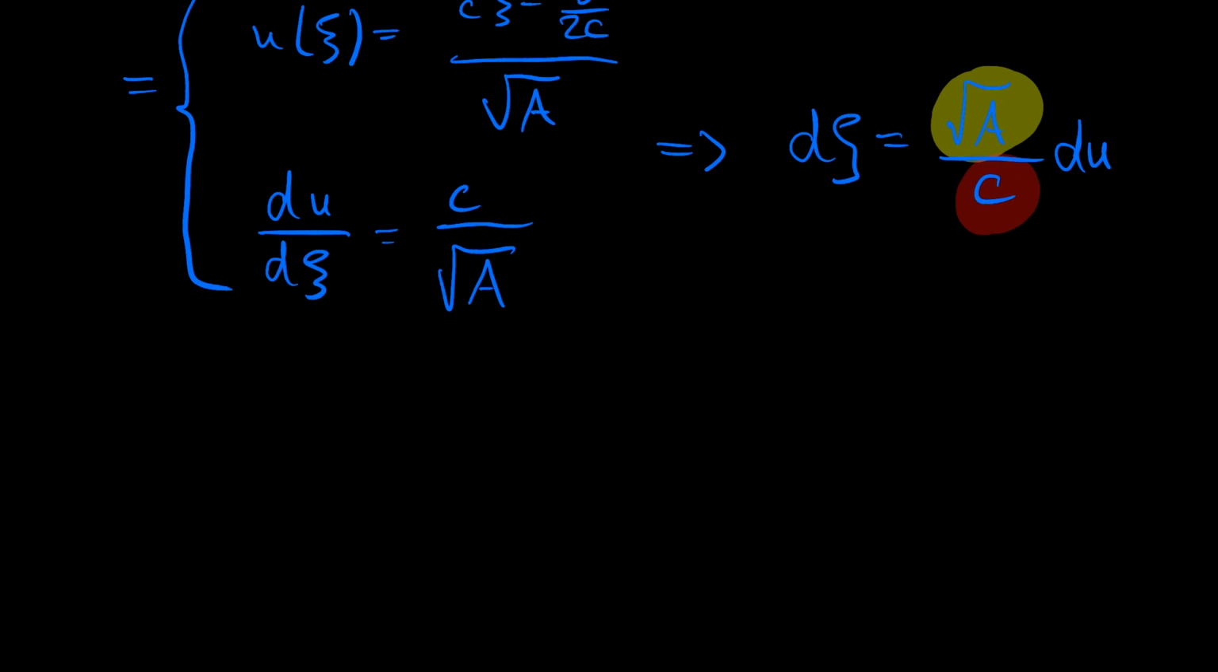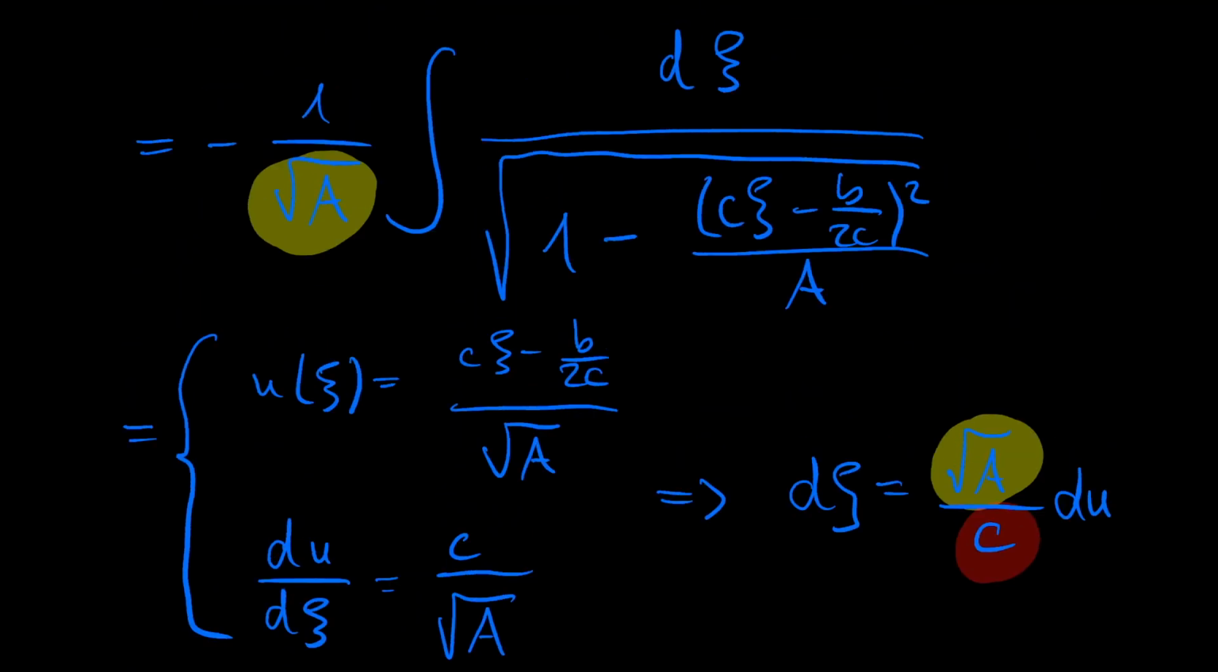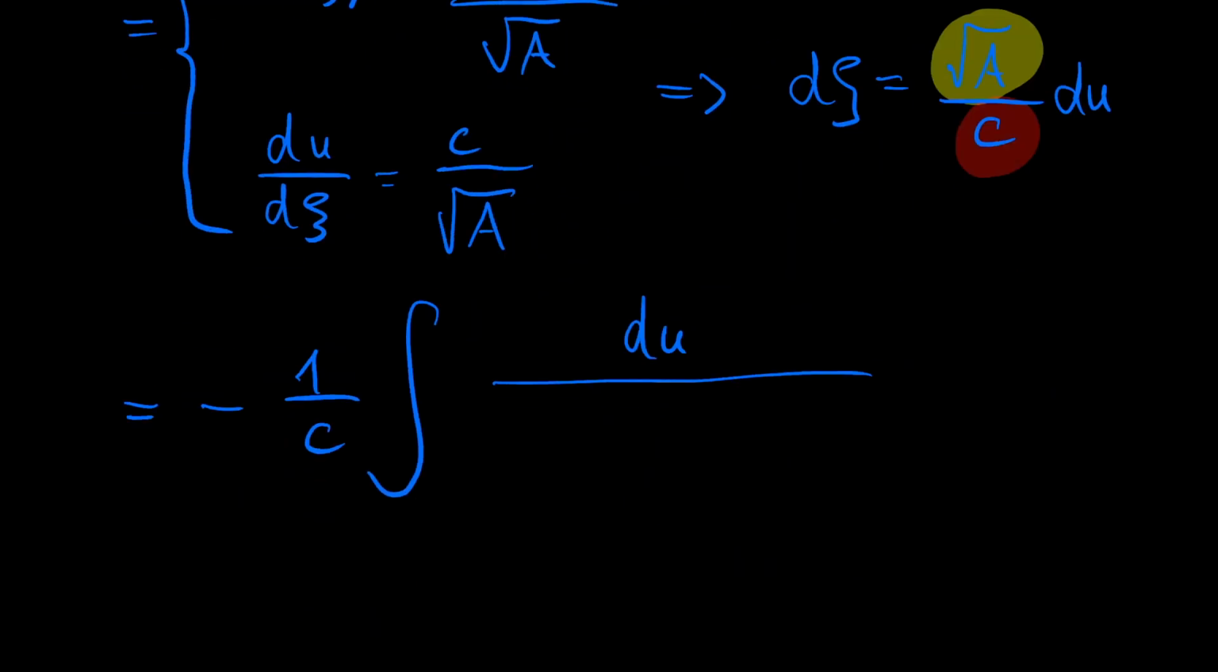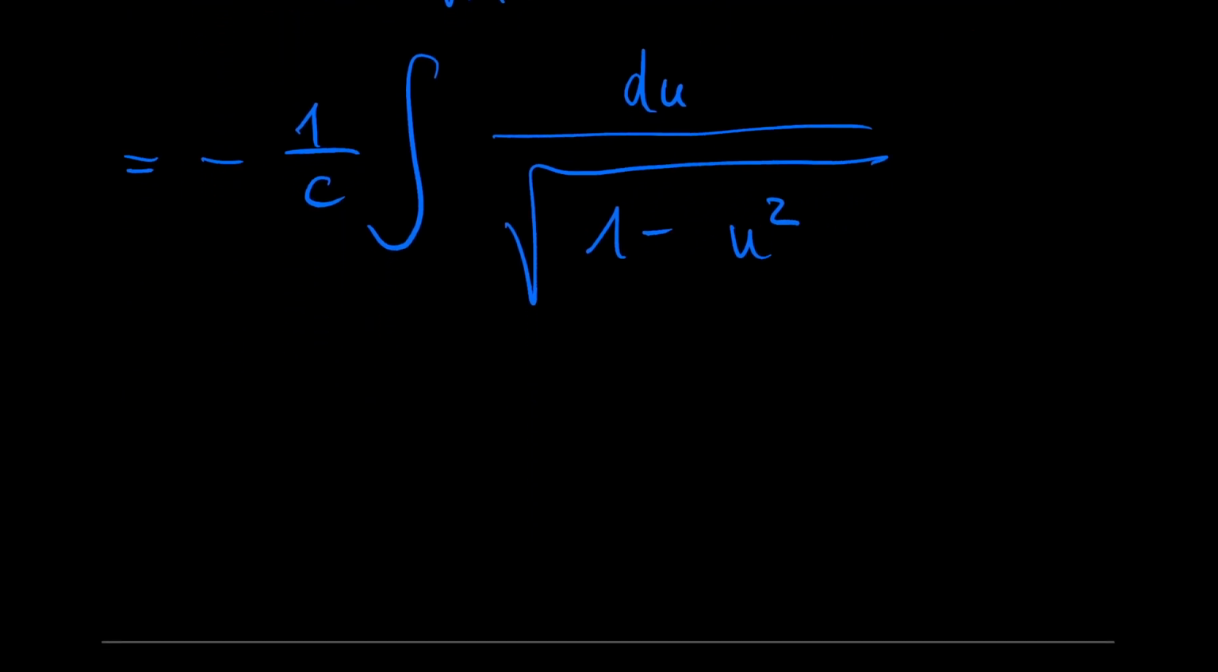So the integral now looks like this. The square root of a's cancel each other out, so we only have minus 1 over c times the integral of du divided by the square root of 1 minus u squared. And this looks quite easy to solve because all we need to do is substitute the u with a cosine of phi.